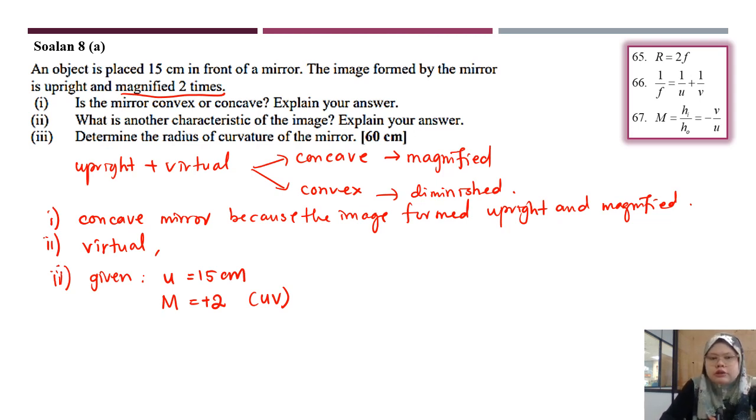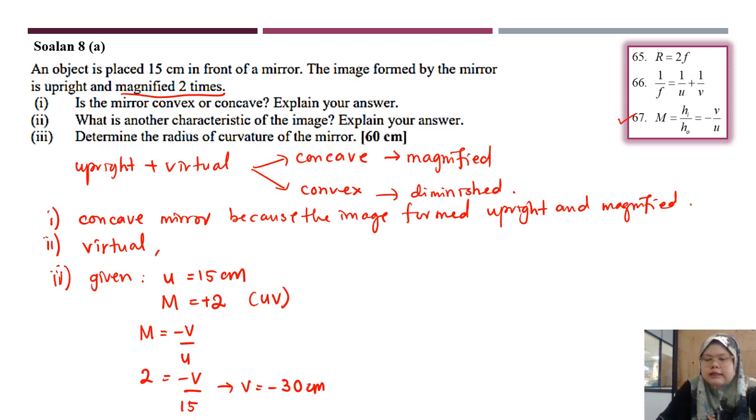Okay, so now to determine the radius, how to determine the radius? So we have U, we have M, so we can choose equation 67 for us to find the V. Kita boleh cari V kat situ. So magnification is equals to negative V over U. So the magnification is 2, U is 15. So we get V here equals to negative 30 cm. So V awak kena dapat negative. Why negative? Because dia image yang upright. So bila upright dia adalah virtual. So bila virtual, V mesti negative.